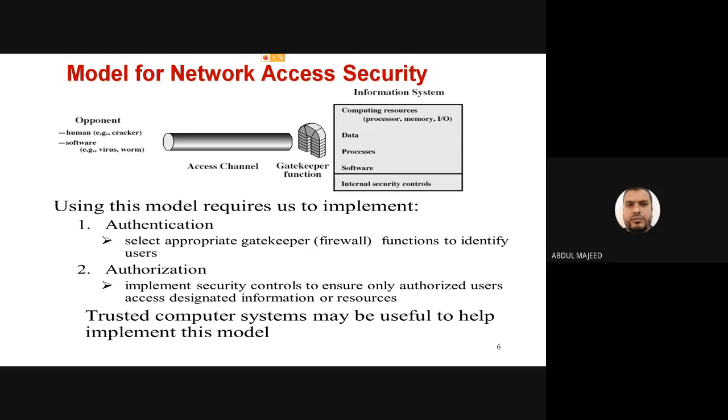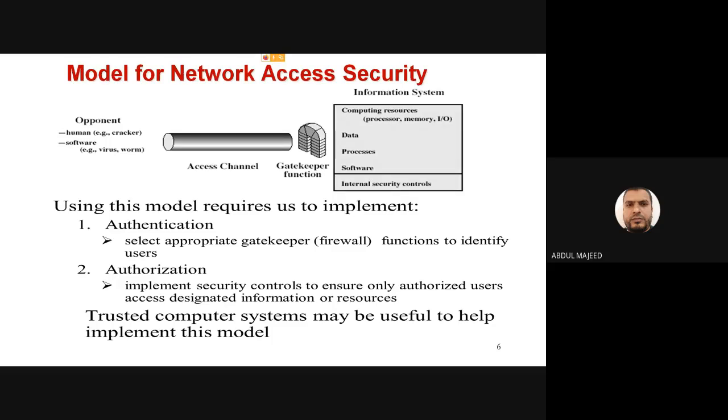Inspection means asking for their identity. Who are you? Where are you coming from? Whom do you want to meet? Is this your first time coming, or did you come earlier also? You make a call to them. Many questions they will ask before permitting us to enter the premises. That is called a gatekeeper function.